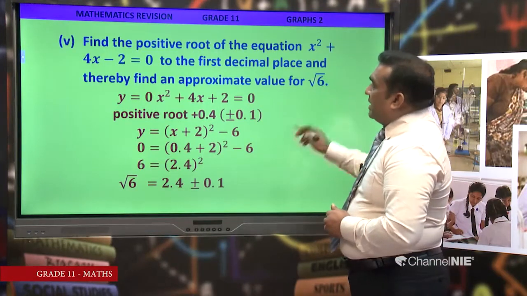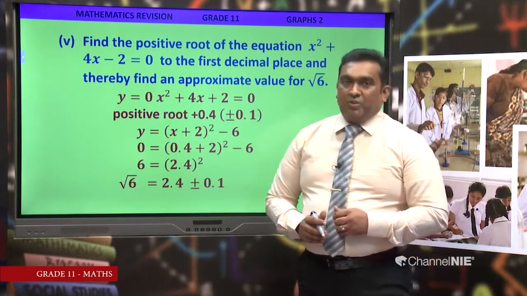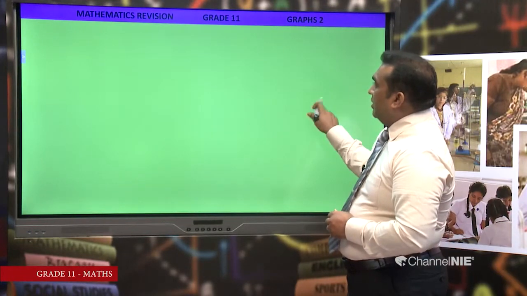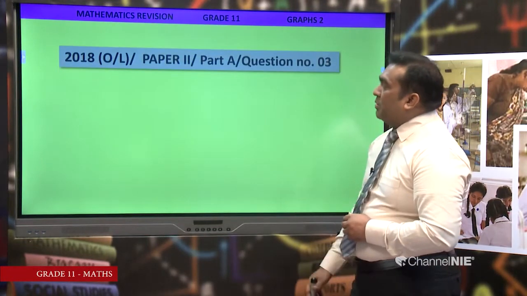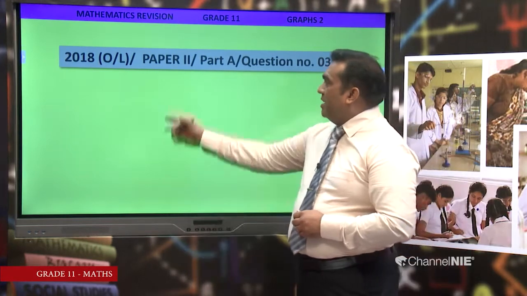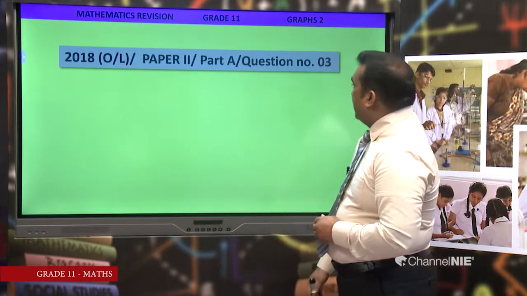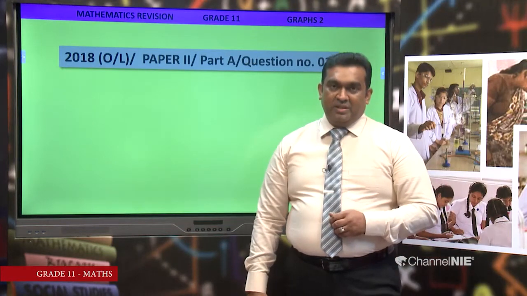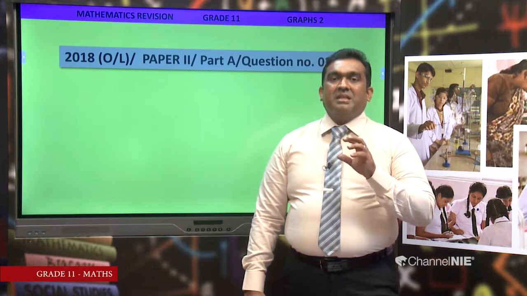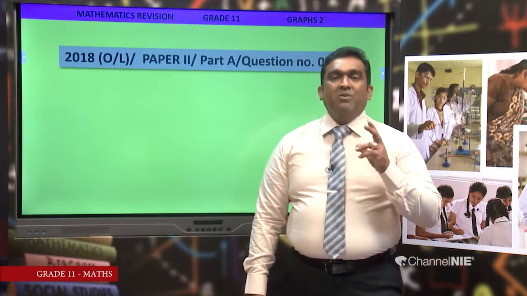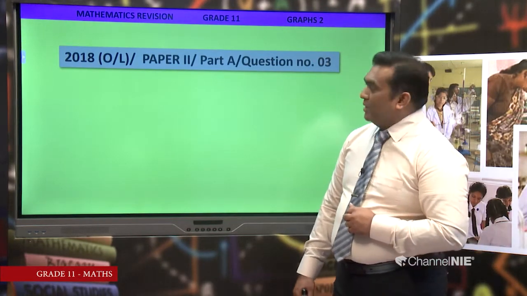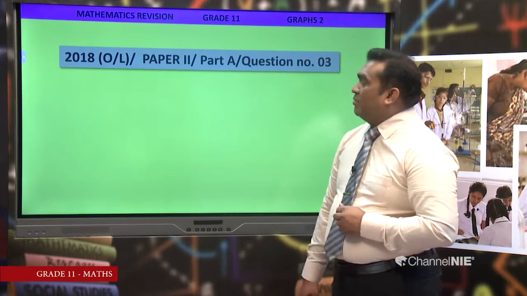Okay, now we can consider our next question. Next one. In new syllabus 2018 O-level, paper 2, part A, question number 3. This is your third question. Question number 3, this is an essay type question. You will have 10 marks for this question. Right? You can answer this question, then you have 10 marks.